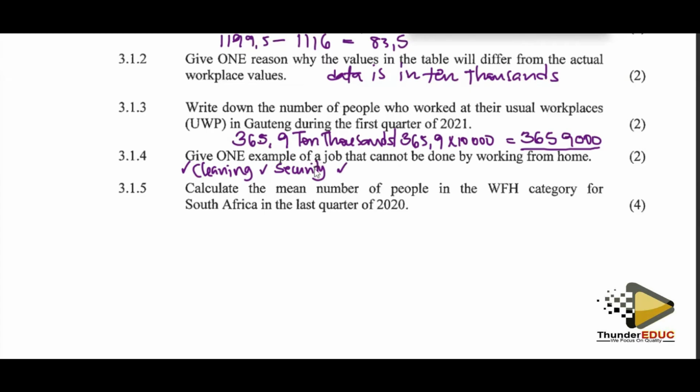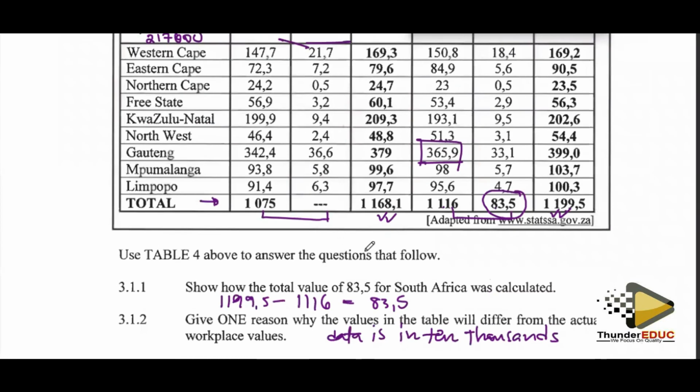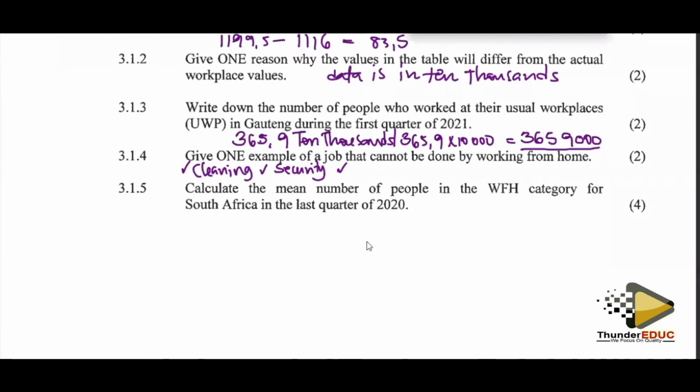That's impossible. Calculate the mean number of people in the WFH category for South Africa in the last quarter of 2022. Remember, we said work from home. The last quarter, how many people worked at home? So take note. Mean, 4 marks. We go to data handling and we say mean equals the sum over the total number of items that you have added. Sum is after adding.